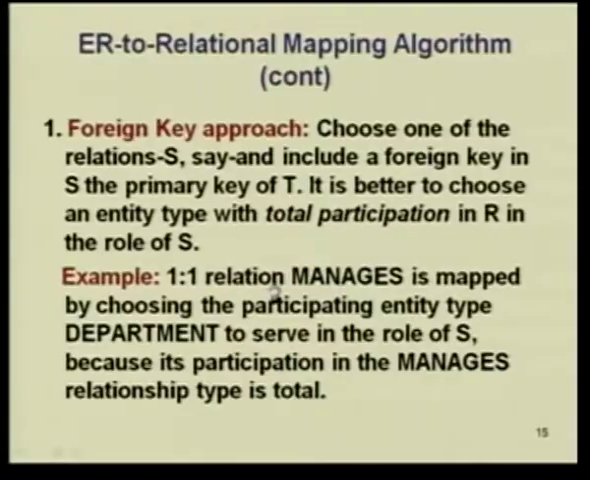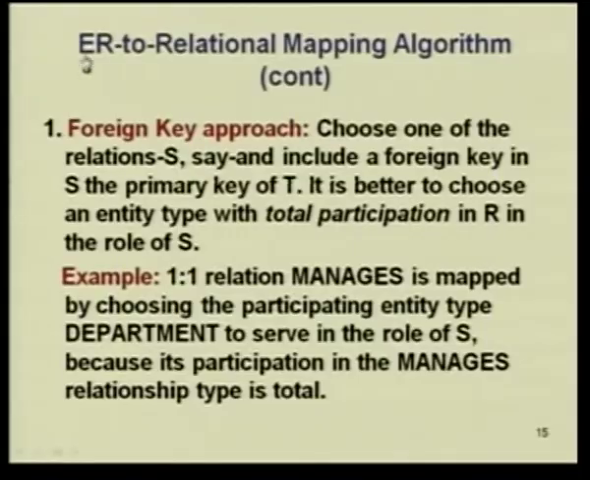Example: the 1:1 relation manages is mapped by choosing the participating entity type department to serve with the role of S, because its participation in the manages relationship type is total. Let us go back there. In the previous examples we had a manages relationship, a relation between entity department and employee. Every employee is not a manager, but every department has a manager. So that is why you choose department as the role of S.